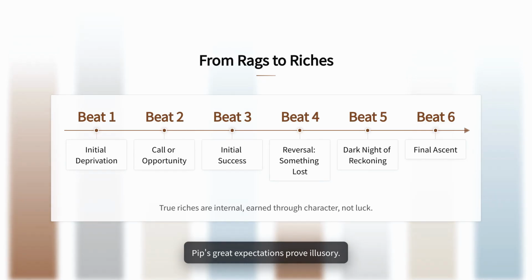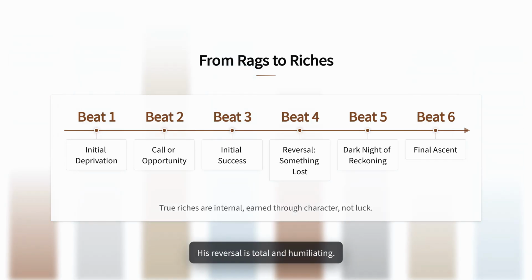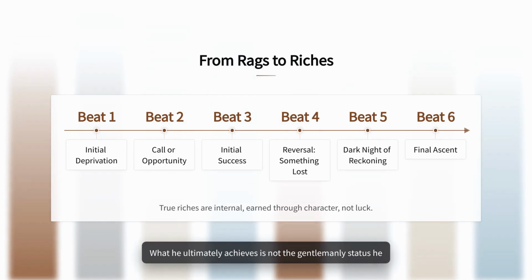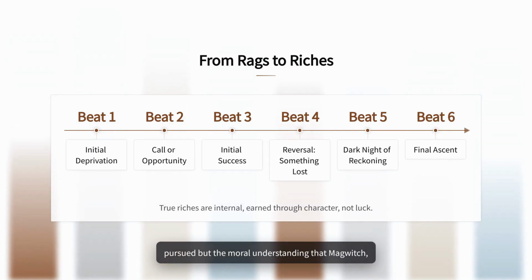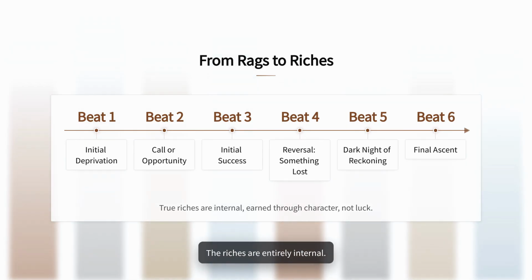Pip's great expectations prove illusory. His reversal is total and humiliating. What he ultimately achieves is not the gentlemanly status he pursued, but the moral understanding that Magwitch, not the cold Havisham world, was his true benefactor. The riches are entirely internal.